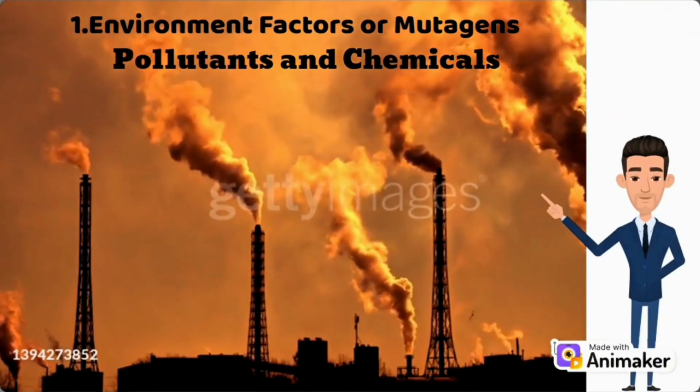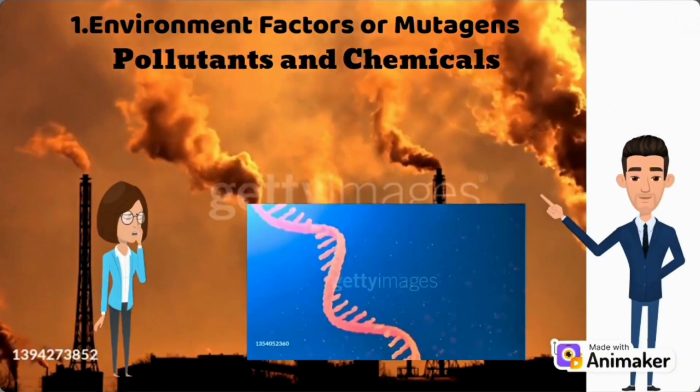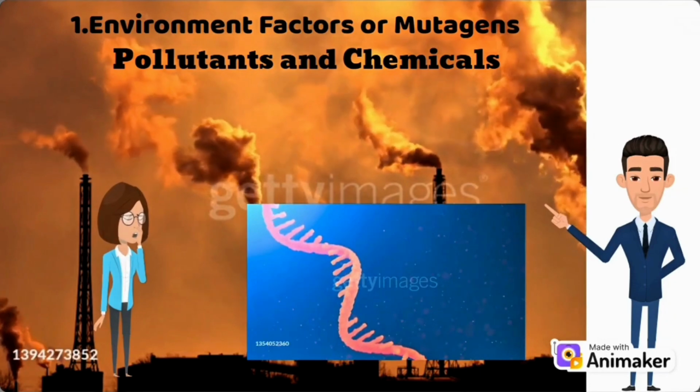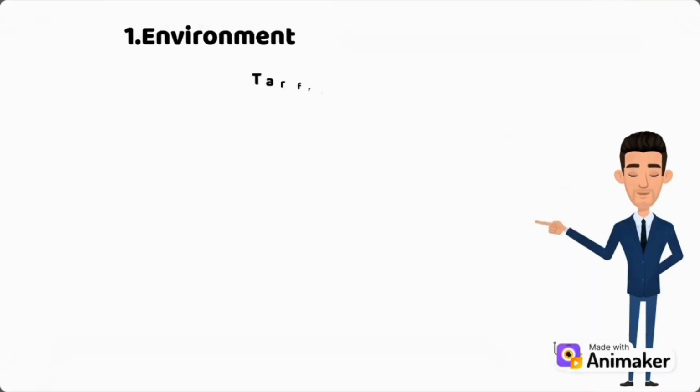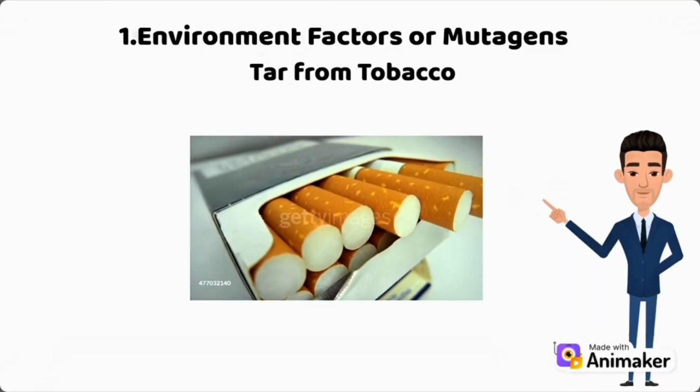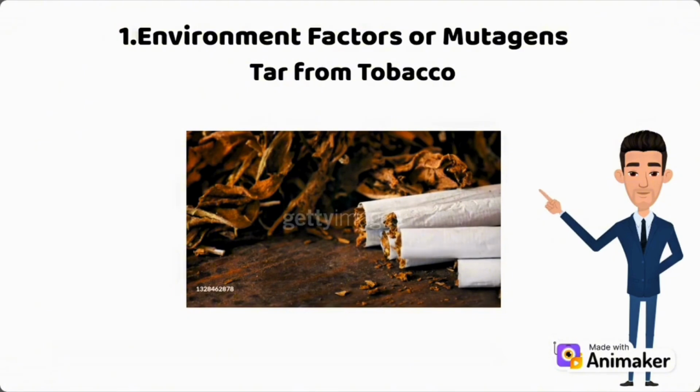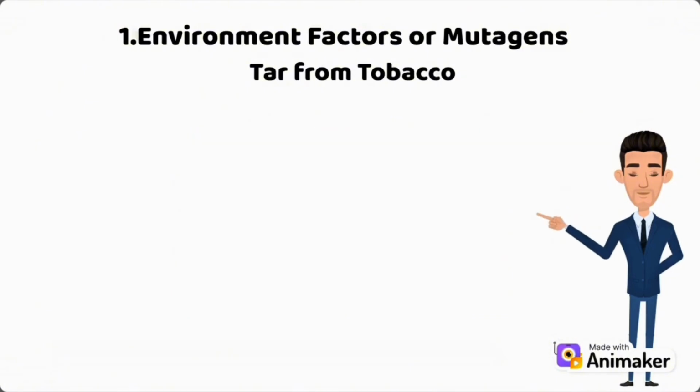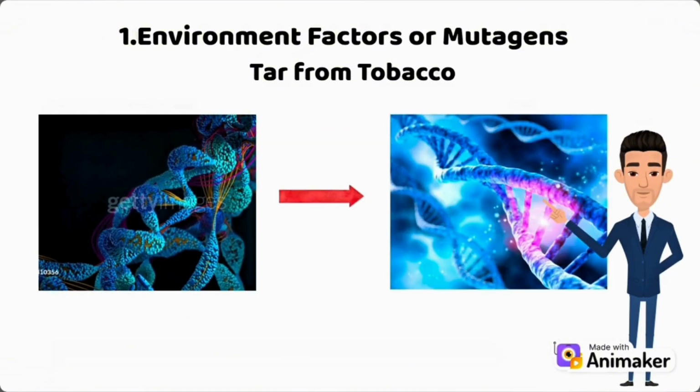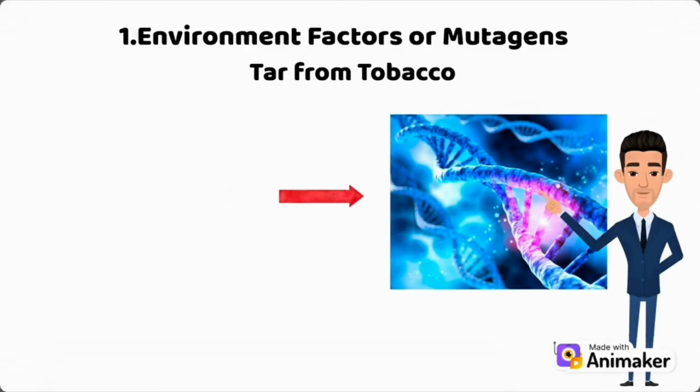Next, pollutants and chemicals like industrial chemicals can also damage DNA and cause mutation. Finally, compounds like tar from tobacco are known carcinogens. These substances can induce mutations in DNA and can lead to cancer.